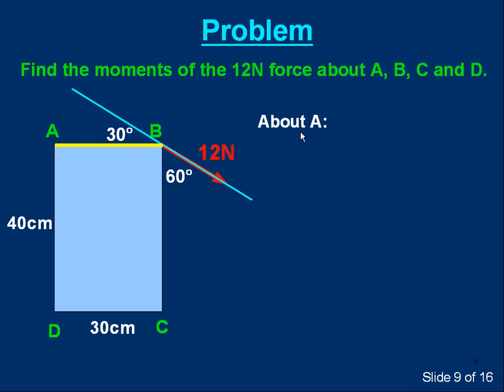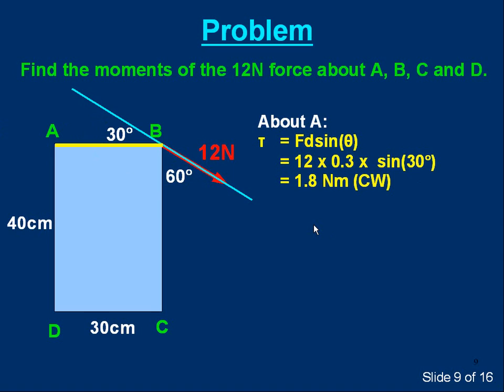So what is the moment of the force about point A? Well, we put the numbers into the equation. The force is 12, the distance is 30 centimeters, AB is 30 centimeters long, so it's 0.3 meters. We multiply by sine 30, not by sine 60, because that is the relevant angle. And it will give 1.8 Newton meters. Don't forget that's a clockwise rotation.